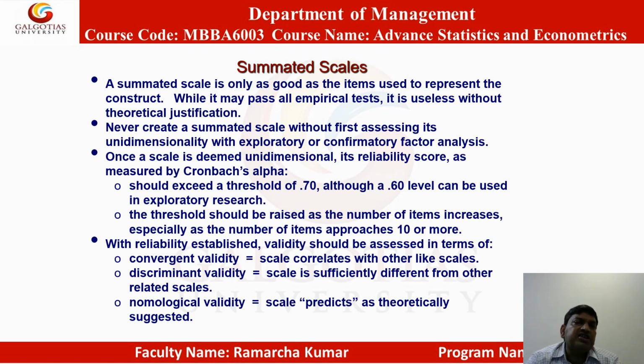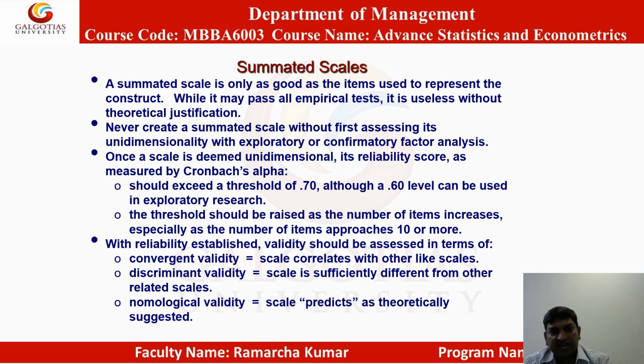Summated scale. A summated scale is only as good as the items used to represent the construct. While it may pass all empirical tests, it is useless without theoretical justification. Never create a summated scale without first assessing its unidimensionality with exploratory or confirmatory factor analysis. Once a scale is deemed unidimensional, its reliability score, as measured by Cronbach's alpha, should exceed a threshold of 0.70. Although a 0.60 level can be used in exploratory research, the threshold should be raised as the number of items increases, especially as the number of items approaches 10 or more.